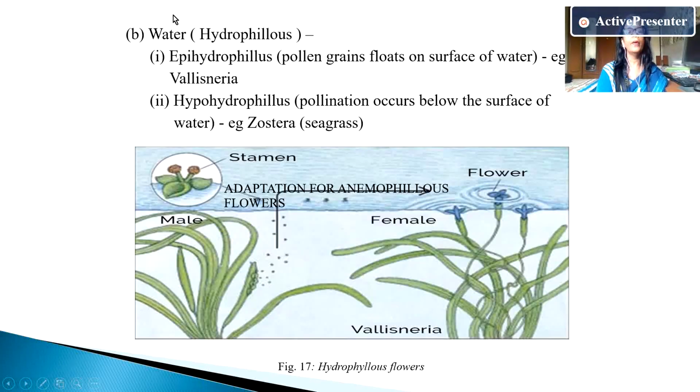Coming to the next abiotic agent, water, hydrophilous flowers. There are two types, epihydrophilous and hypohydrophilous. Epihydrophilous means pollen grains float on the surface of water. Example, Vallisneria. Hypohydrophilous pollination occurs below the surface of water. Example, Zostera. So if the pollination takes place above the surface of the water, that is epihydrophilous, and if it is below the surface of water, that is hypohydrophilous.